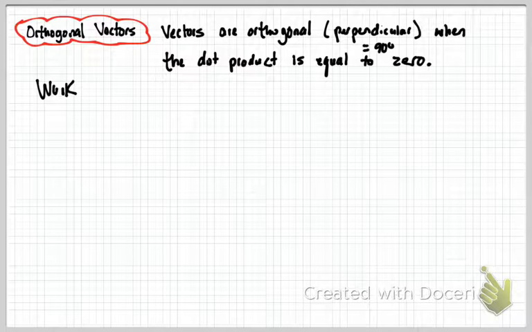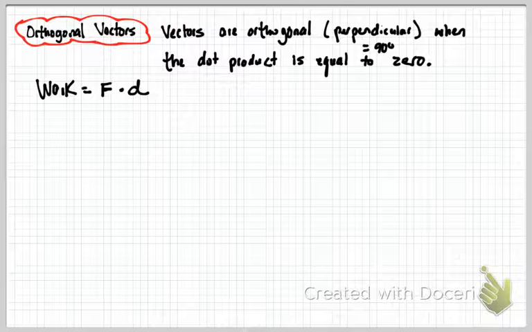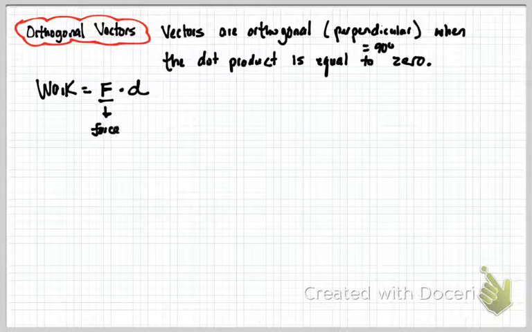We're going to transition a little bit away from your project. We're going to think about vectors in terms of work. So here's the equation for work: F times D. This will go right below it on the bottom flap.